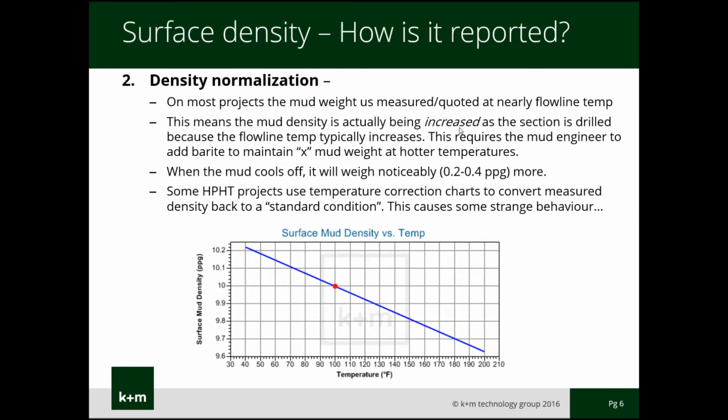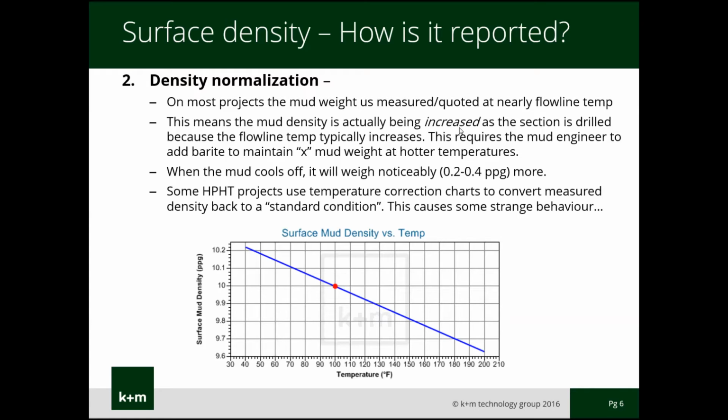So what that means is when we're maintaining a mud weight, if the mud engineer is tasked with maintaining, let's say, for example, 10 pound per gallon mud, as the well is being drilled from our surface or intermediate casing down to TD, and the flow line temperature is steadily increasing, if we maintain the same mud weight, what that means is the mud is actually getting heavier.